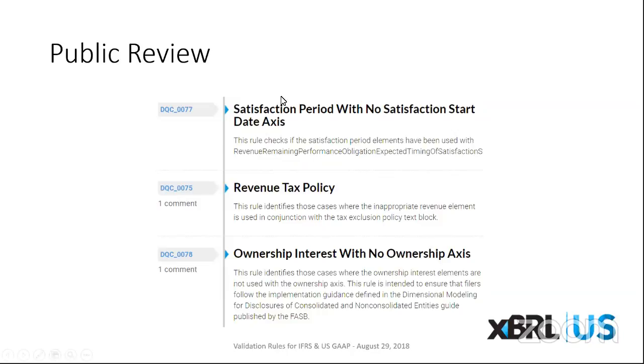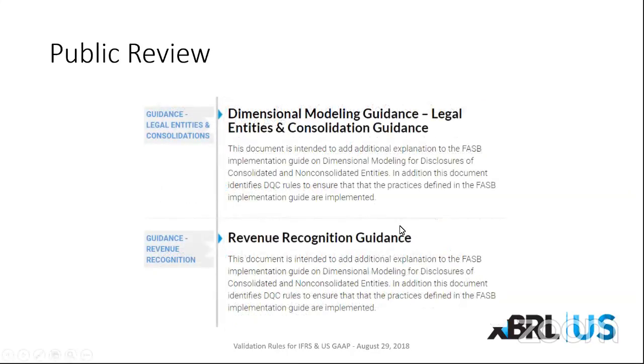Okay, so that's the rules. They cover revenue recognition and pensions. There is also some guidance that we've released. The first one is dimensional modeling guidance, and this tries to explain the legal entities, the consolidation axes, and the ownership axes all together. We've received a number of comments on this, and you can read through it, but we're actually redrafting this at the moment.